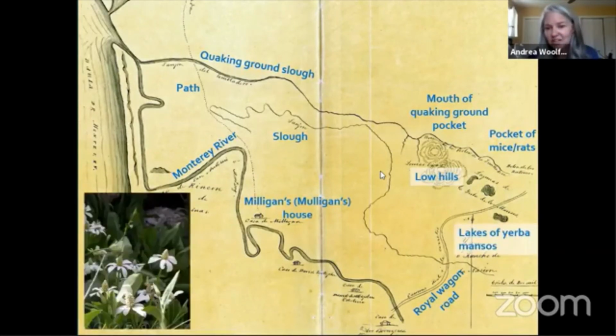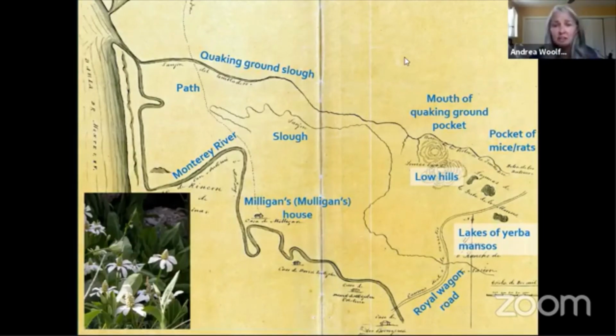But my very favorite detail on this particular rancho map is right here. It's the Lagunas de la Yerba Mansos. I'm probably mangling that word, but this plant name actually refers to a beautiful wetland plant that I'm not all that familiar with myself. These beautiful flowers must have been abundant around those lagoons.